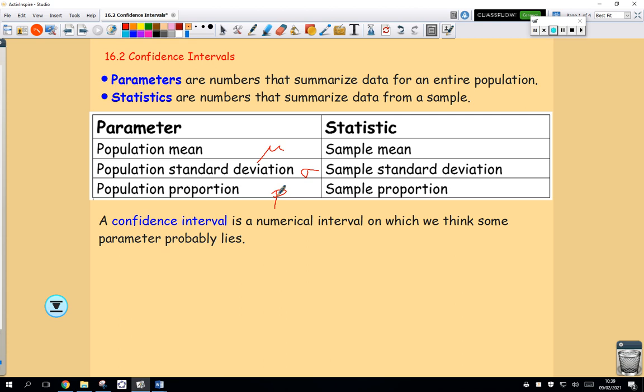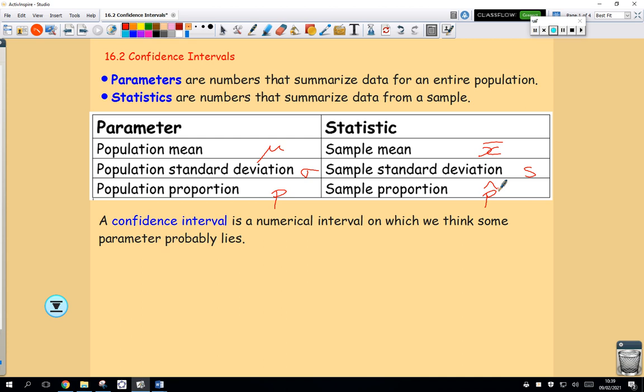So for every population, depending on the question, you can calculate the mean, the standard deviation, or a proportion. Same with a statistic, same with a sample. You can calculate a sample mean, which we generally call x bar. We give them different symbols just so we can differentiate between the two. Sample standard deviation is usually given the symbol s, and sample proportion is usually called p hat.